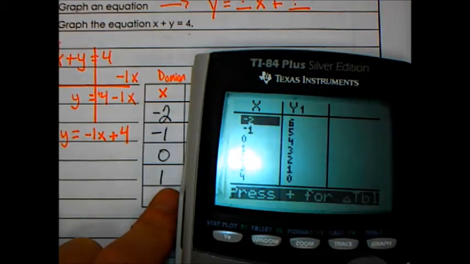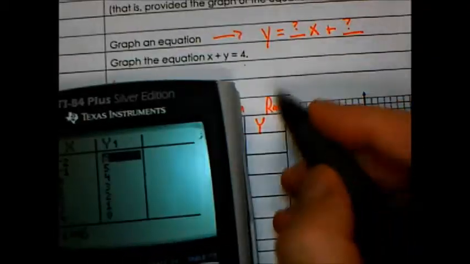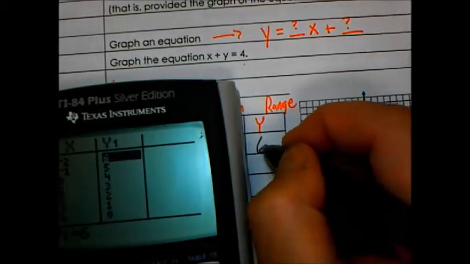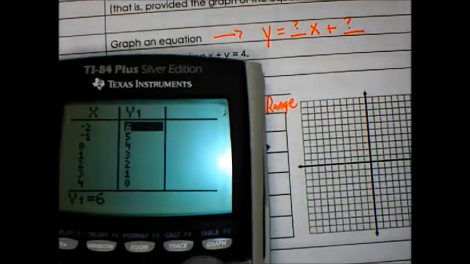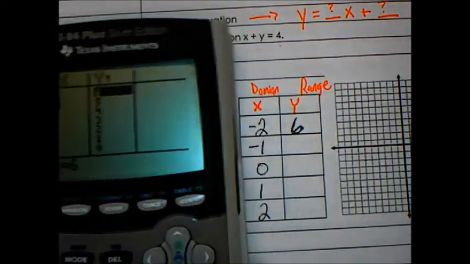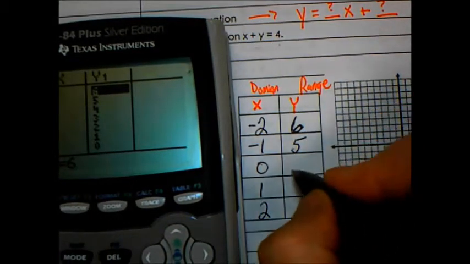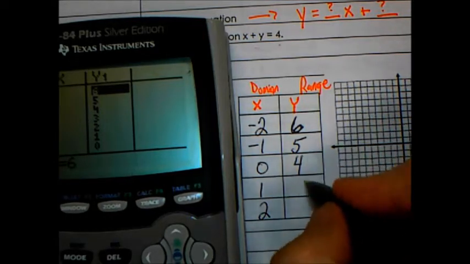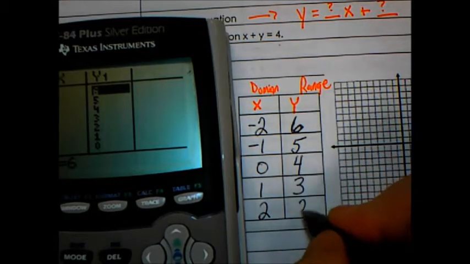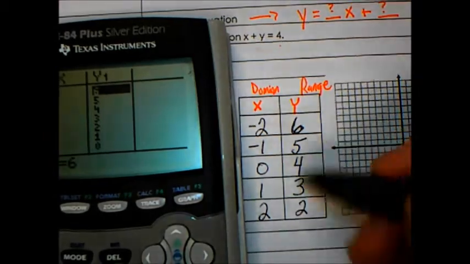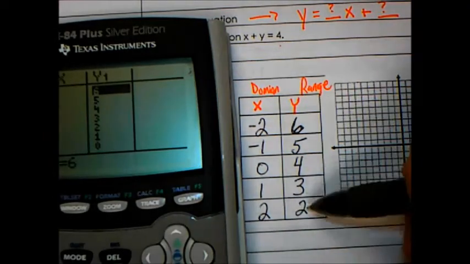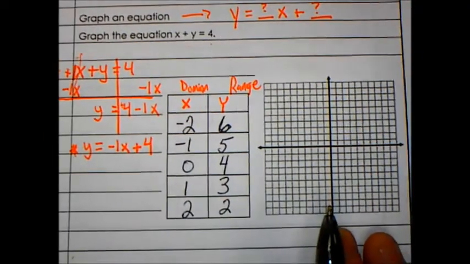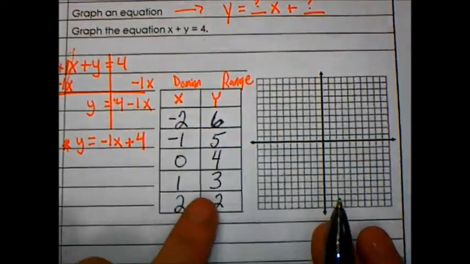This says -2 is a 6. -1 is a 5. 0 is a 4, 1 is a 3, and 2 is a 2. So this represents my range of my problems. Okay, I'm going to set my calculator to the side. I don't need it now.